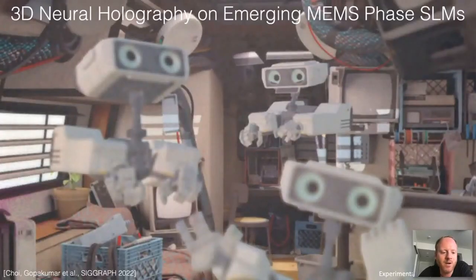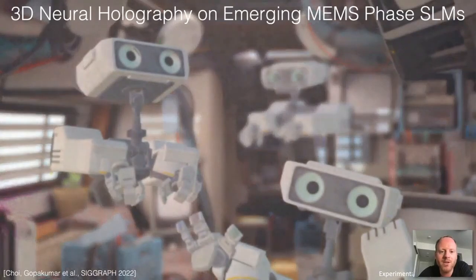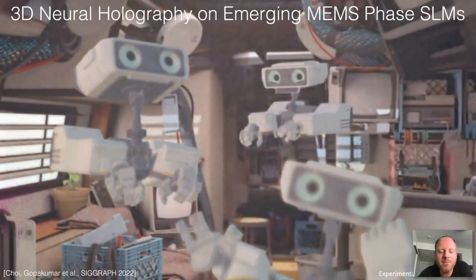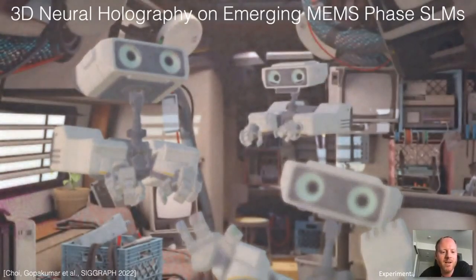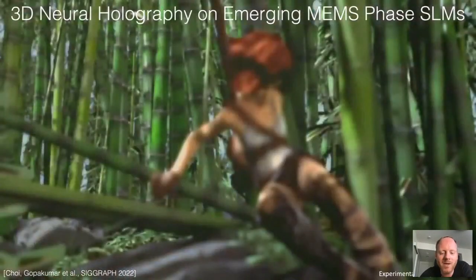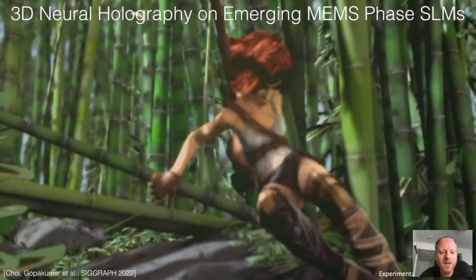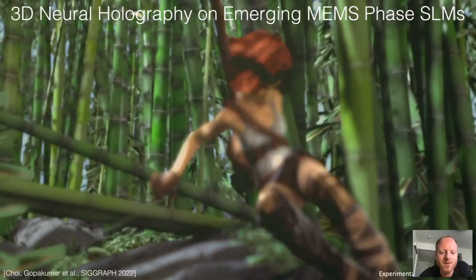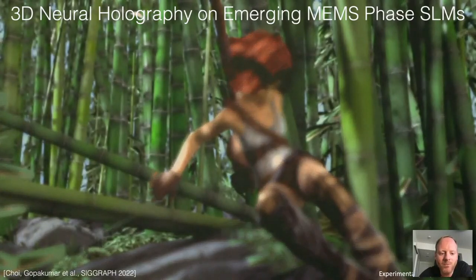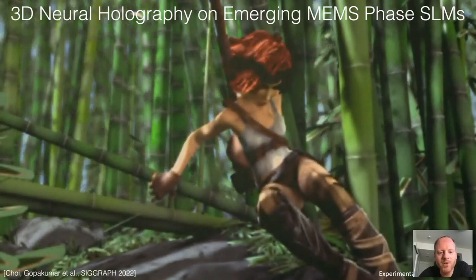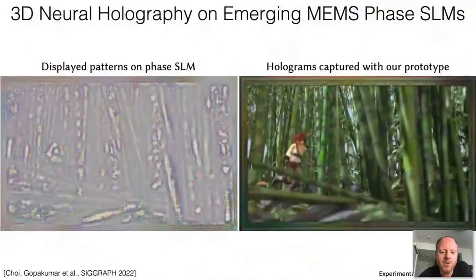So at this year's SIGGRAPH, we're actually presenting a paper that's called time multiplexed neural holography. So here we use emerging MEMS-based phase spatial light modulators. We have new algorithms, better models. Here are a couple of examples. These are experimentally captured results of holograms that we capture with our prototype. They look very close to what you may be getting with a traditional amplitude SLM.